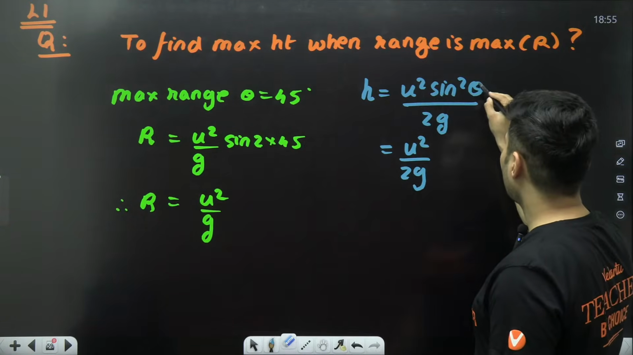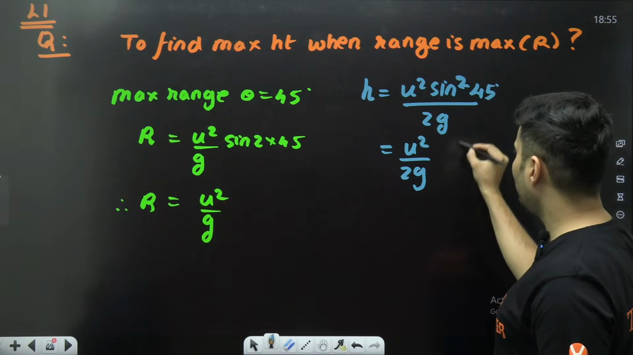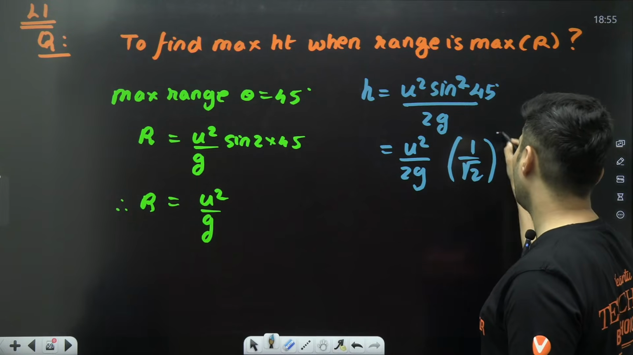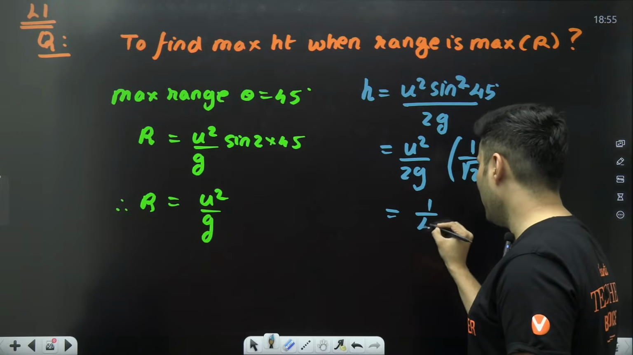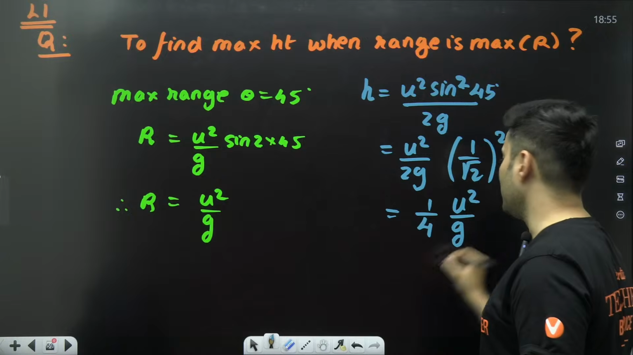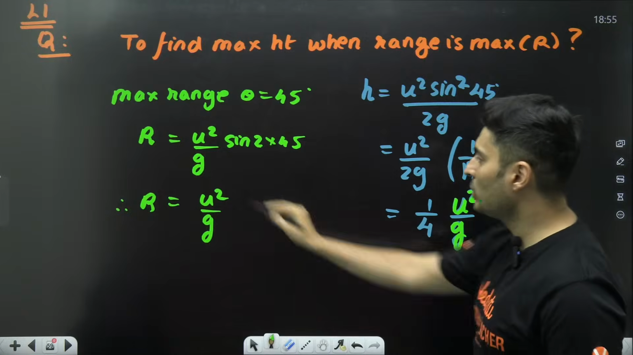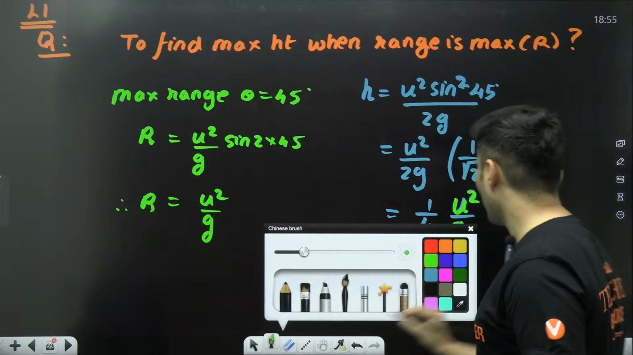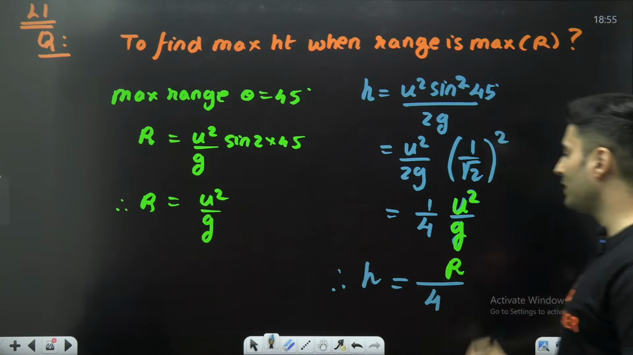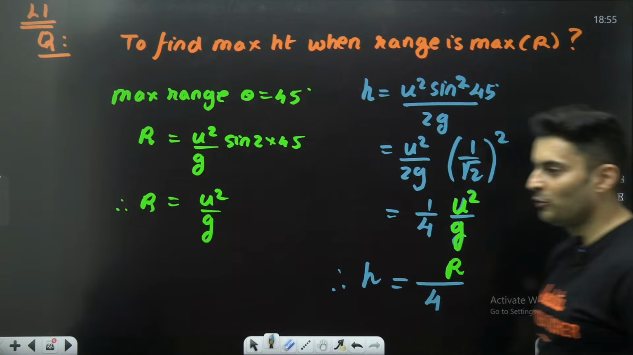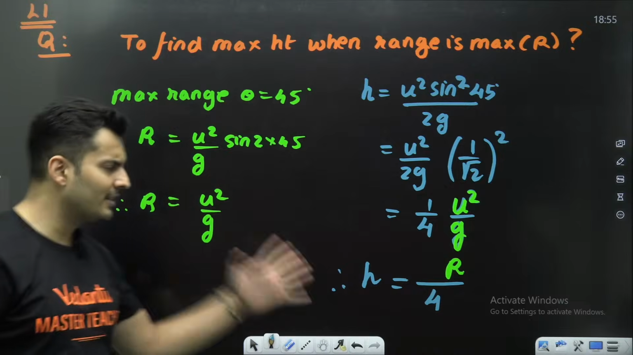So this will become u square by 2g. Theta will now become 45, so it will become sine square 45 degree. Sine 45 is 1 by root 2, so it will become 1 by root 2 square. Root 2 square is 2, 2 2s are 4. So it will become 1 by 4 u square by g. But wait a minute, what is this term u square by g? U square by g is basically range. So range by 4 is basically the height. So the maximum height is range by 4 when the range is maximum. Amazing.